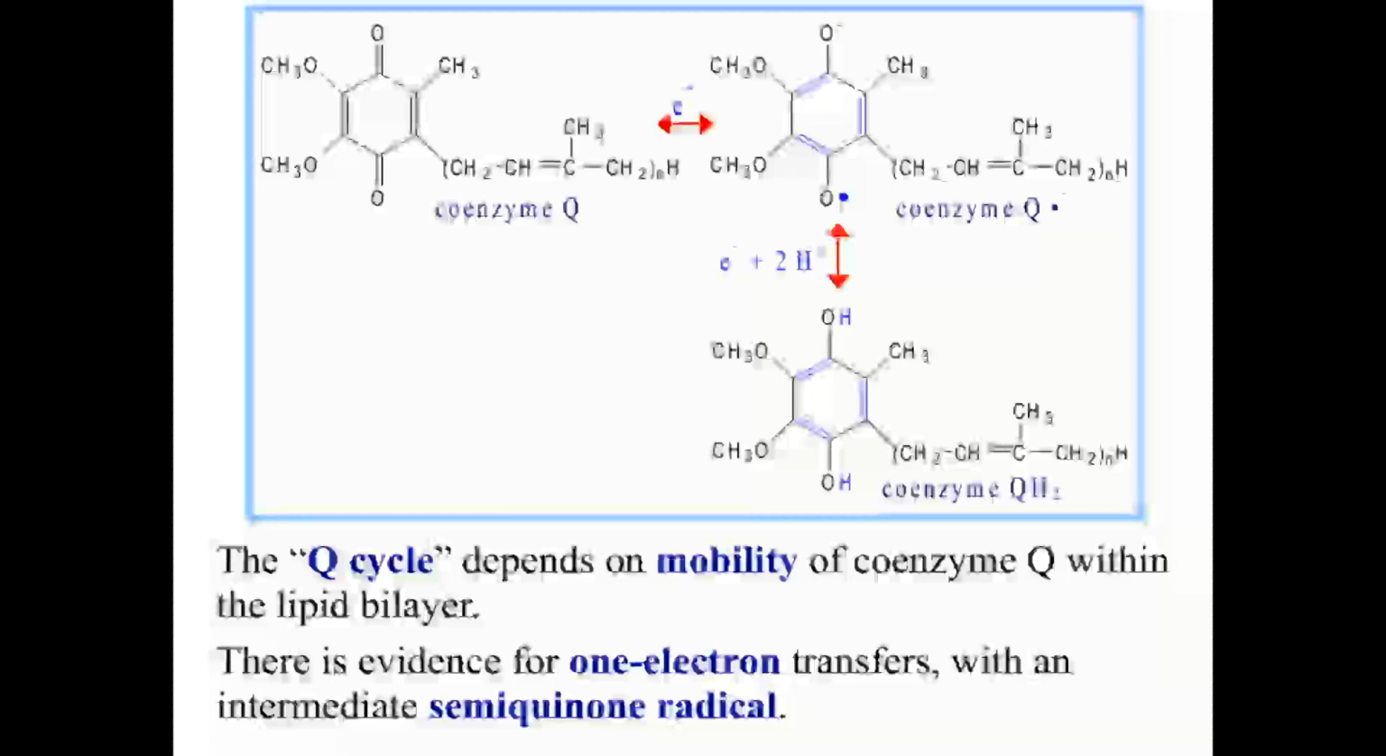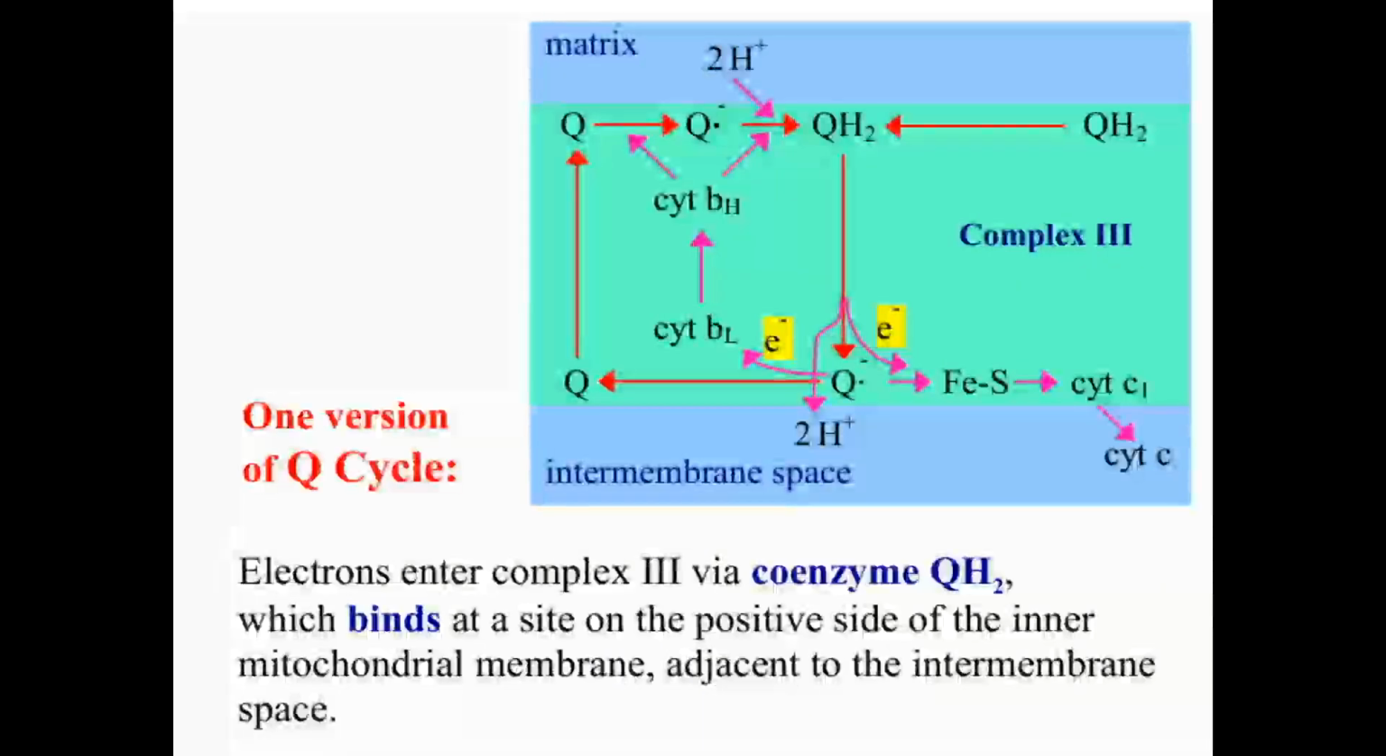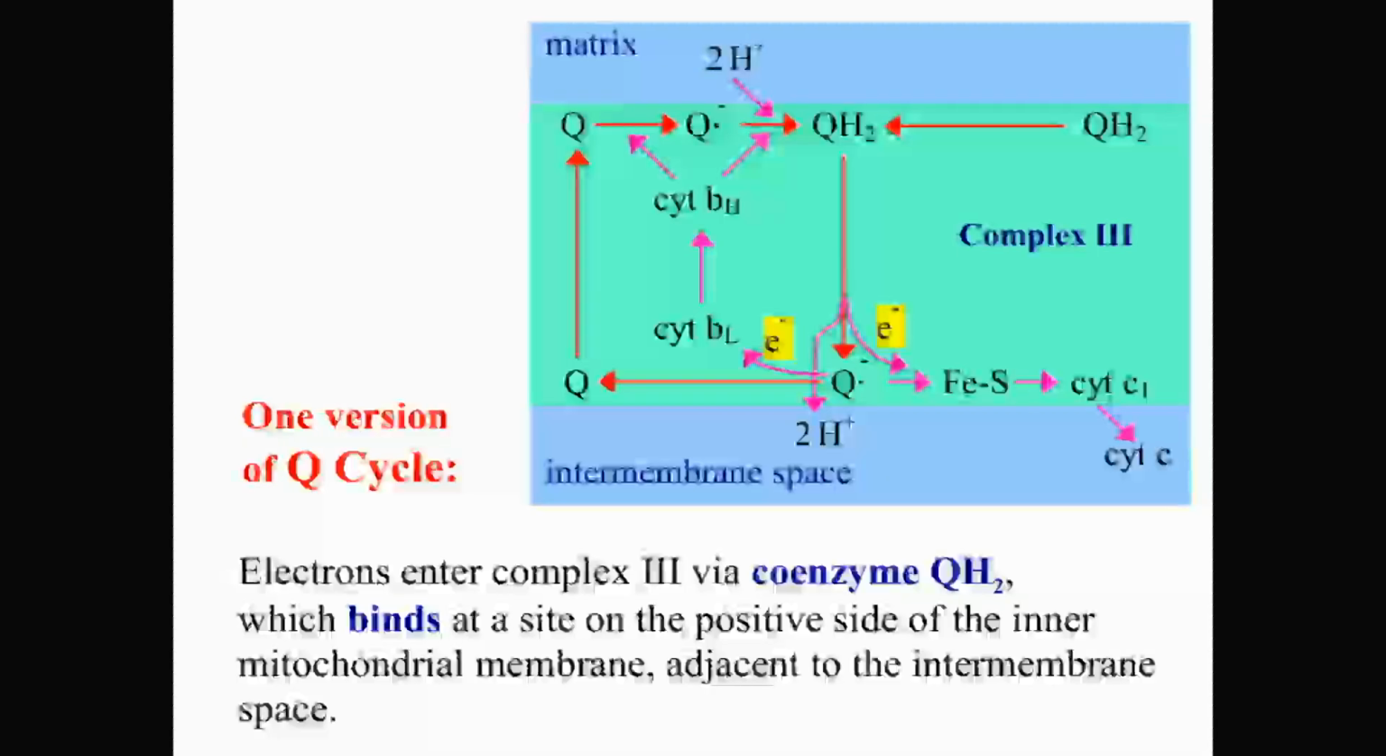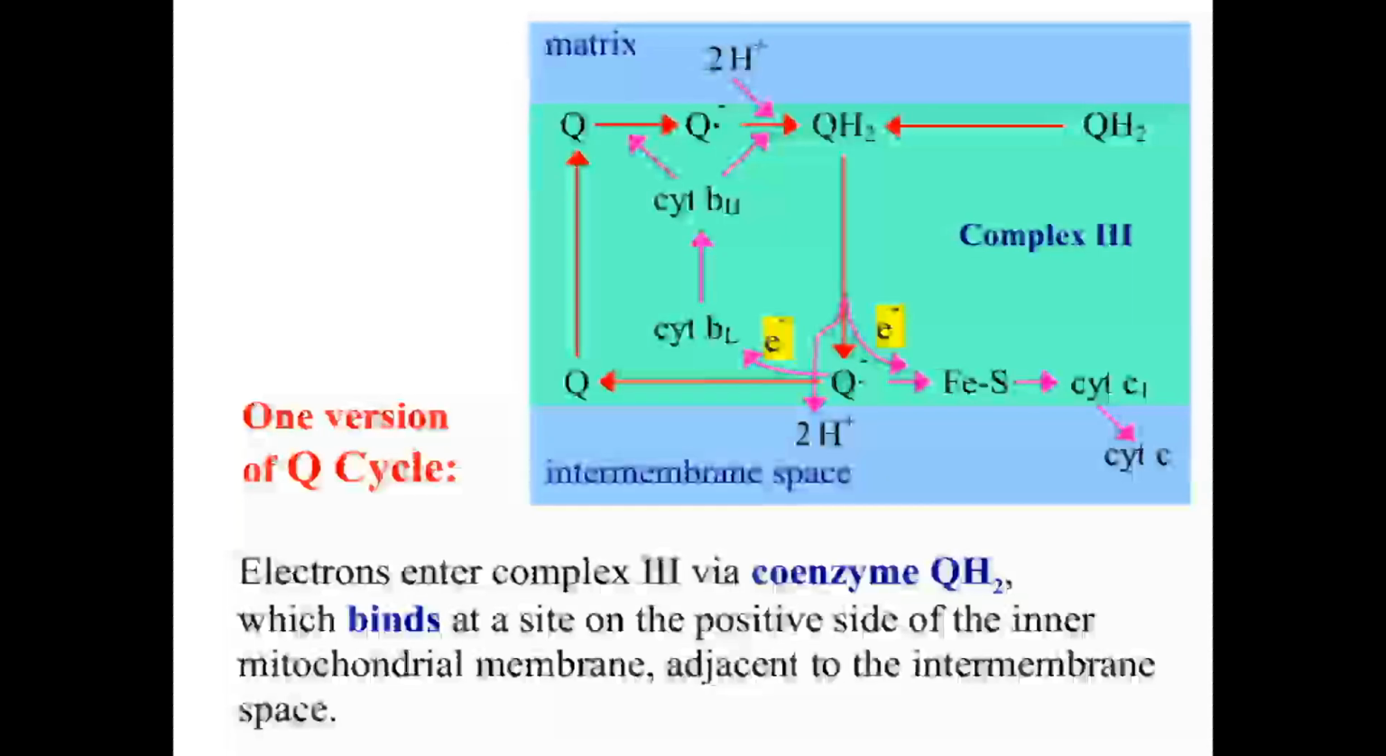Today, I want to walk you through one version of the Q cycle, which is a crucial part of how electrons are transferred within complex III of the electron transport chain. So, electrons enter complex III via a molecule called coenzyme QH2, also known as ubiquinol. Now, this coenzyme QH2 binds at a specific site on the positive side of the inner mitochondrial membrane, right next to the intermembrane space. This positioning is important because it allows the electrons to be efficiently transferred into the complex, facilitating the process of oxidative phosphorylation.